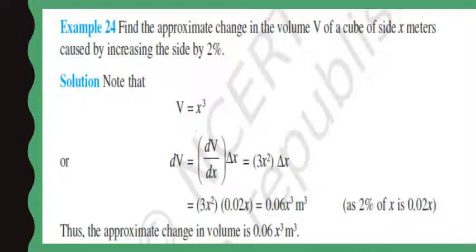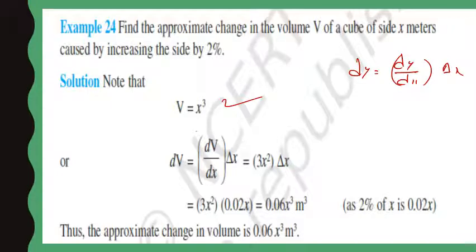Now find the approximate change in the volume V of a cube of side x meters caused by increasing the side by 2%. So you know volume of cube is V is equal to x cube. Now dV is equal to dV by dx into delta x. So always remember dy is equal to dy by dx into delta x. This formula only we are applying everywhere.